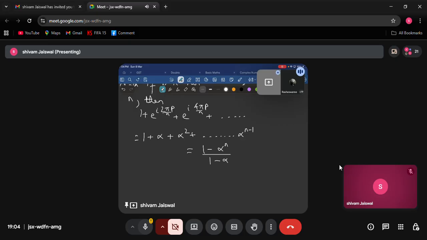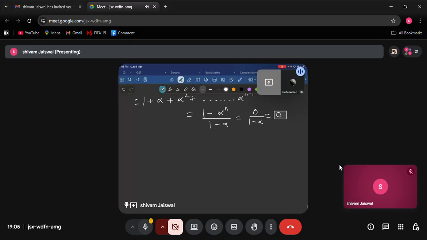I am calling alpha is equal to e to the power i 2 pi by n. Now you people tell me, if alpha is the root of this equation, so what is 1 minus alpha to the power n? 0, right? The power is an integral multiple of n now. So this will become 0 divided by 1 minus alpha, which is 0. Is it clear, everyone? If p is not an integral multiple of n, the sum of them will be equal to 0. Okay, next. Number 3.